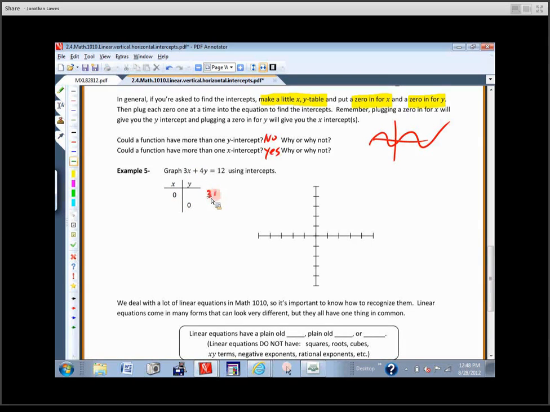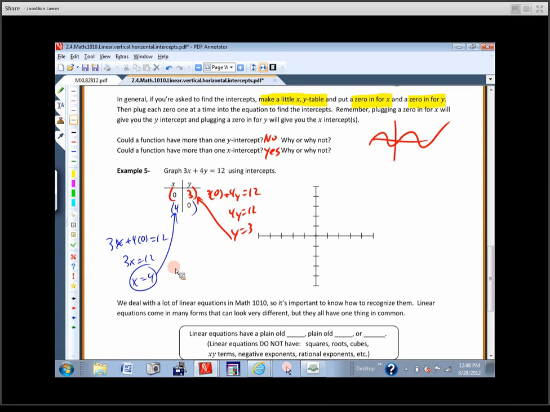So that's going to be 3 times 0 plus 4 times Y equals 12. So that's going to be 4Y equals 12. That's going to be Y equals 3. Okay? When you plug in a 0 for X, you're finding the Y-intercept. You're finding the number that represents the Y-intercept. Okay, let's do the other one. I'm going to plug in a 0 for Y, so this is going to be 3x plus 4 times 0 equals 12. 3x equals 12, so x equals 4. Again, when I plug in the 0 for Y, that allows me to find the x-intercept.